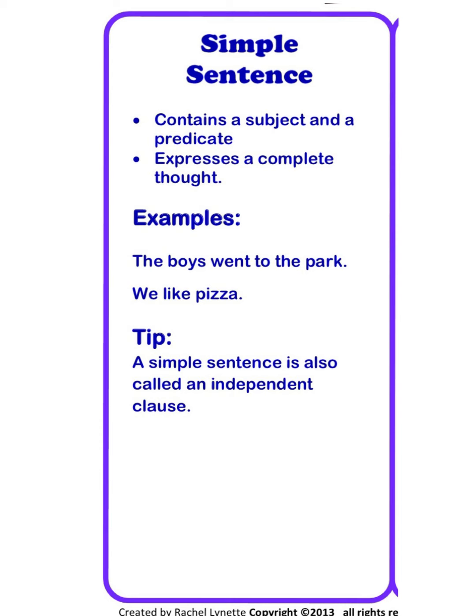Here's an example. The boys went to the park. So our verb would be went. Karate chop our sentence. The boys would be our complete subject, and went to the park would be our complete predicate. The second sentence, we like pizza. Like would be our verb. We would be our complete subject, and like pizza would be our complete predicate.